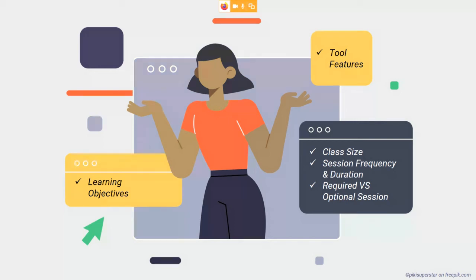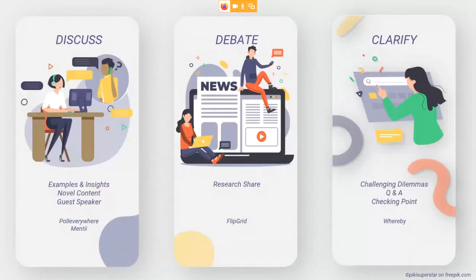Okay. So based on the research, there are the following things students want to do during synchronous sessions. They want to discuss, they want to debate, and they want to clarify. And let's talk about some activities you can do in order to keep students engaged. For example, for the discussion, you can provide more examples and insights.